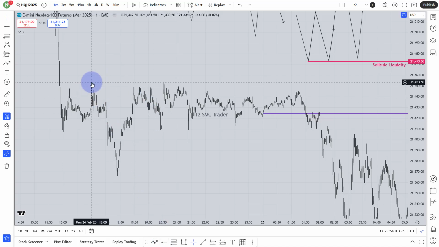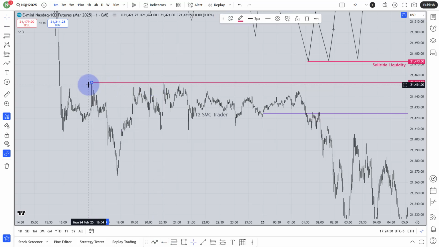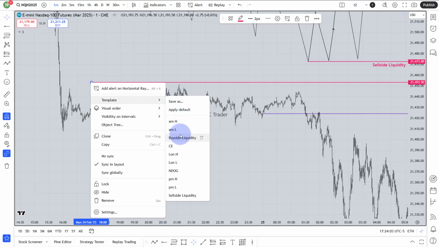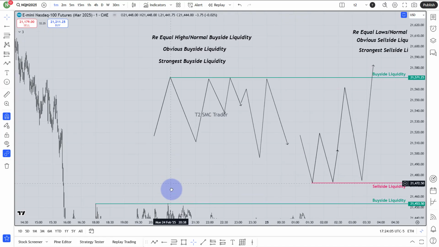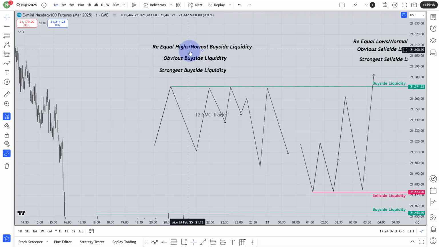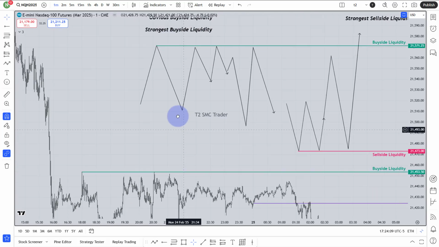Now you can see there is a high and a high. Two highs over there, which are relatively equal highs. Okay, so this is that relatively equal highs, which is called our normal liquidity or the buy side liquidity, which is this one: relatively equal highs or the normal buy side liquidity.